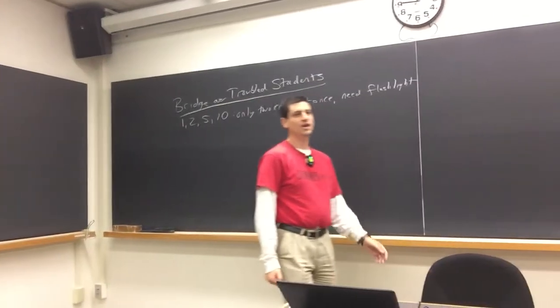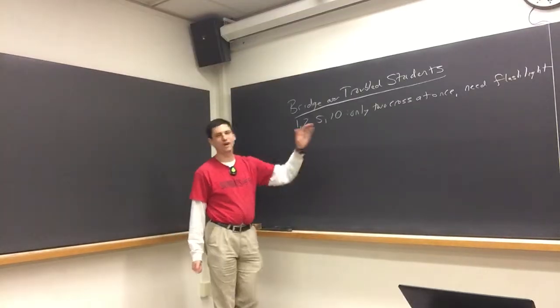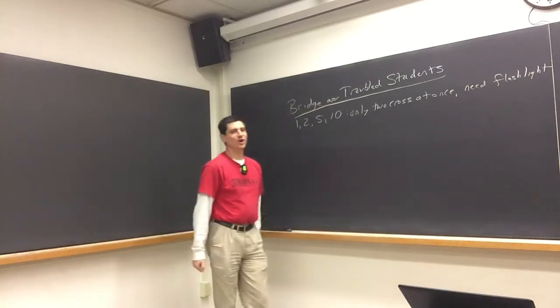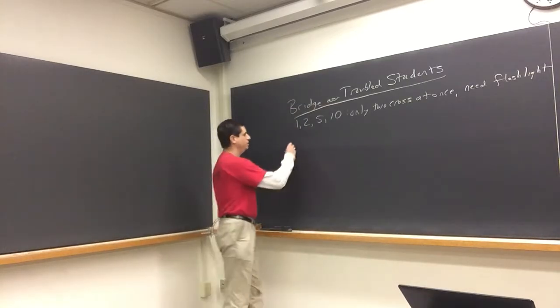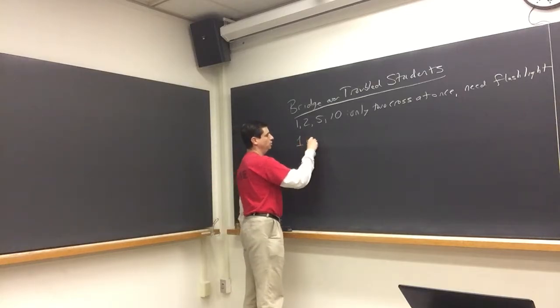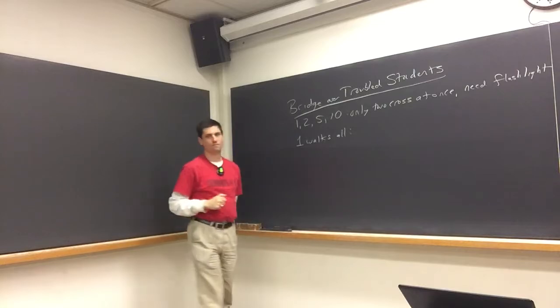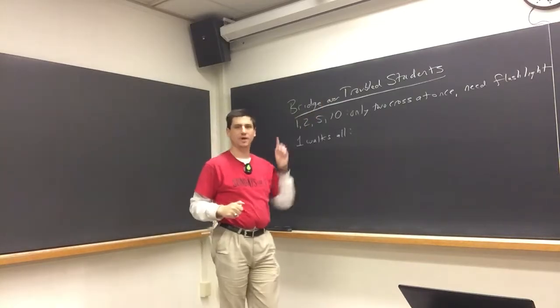One goes with everyone. Yeah, 1 walks over with 2 and comes back. 1 walks over with 5 and comes back. 1 walks over with 10 and comes back. So that's one way to do it. All right, how long would it be, the 1 walks all method? So the first one, 1 walks 2 over and back. How long is that?